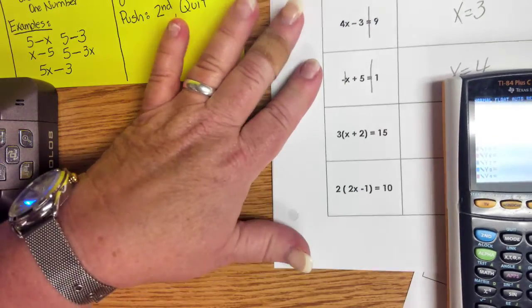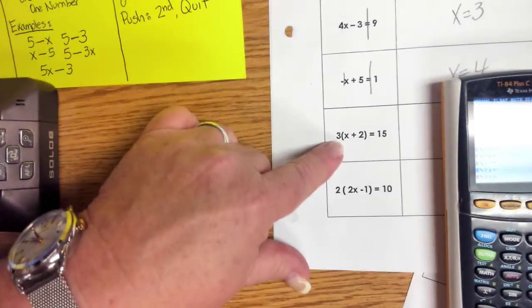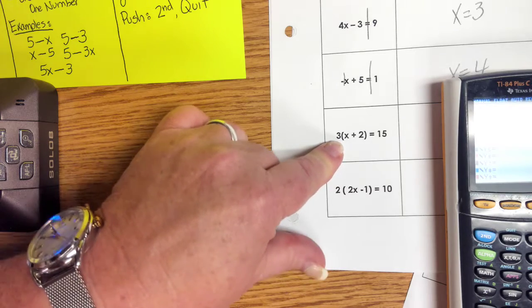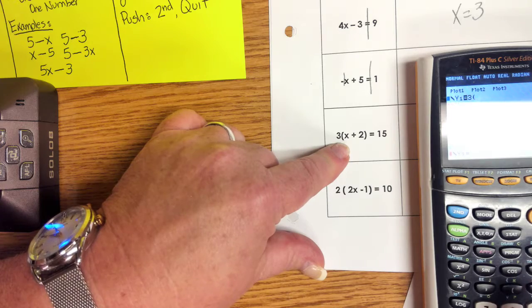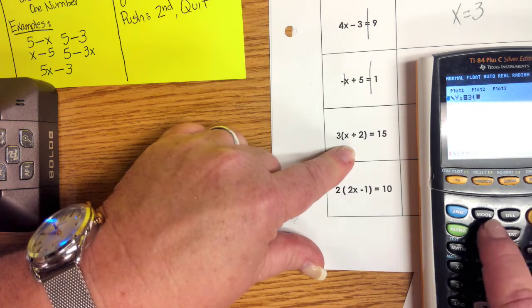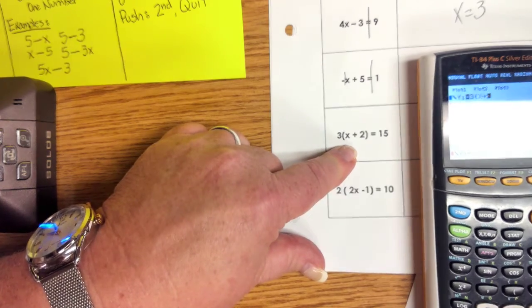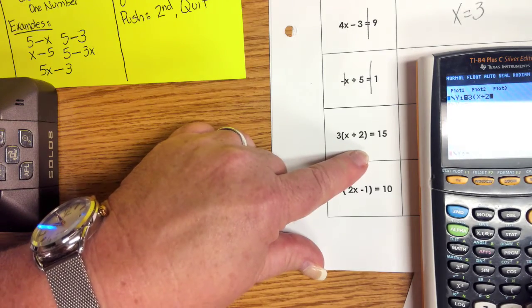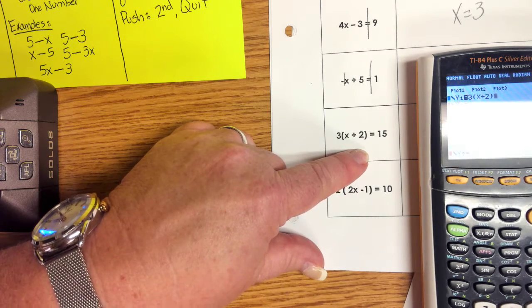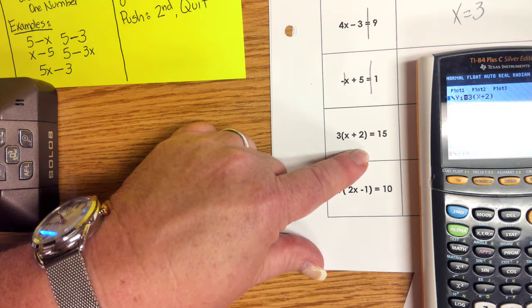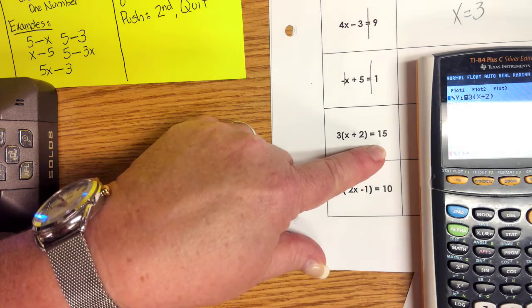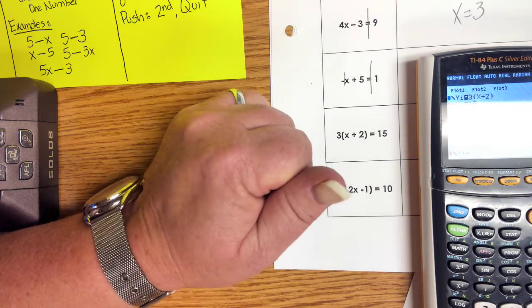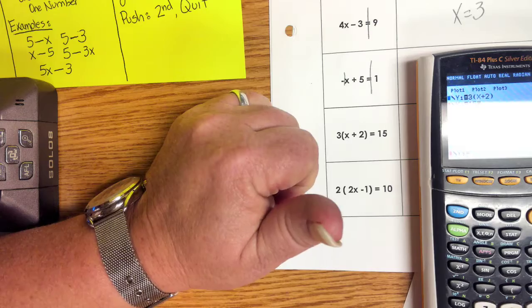But for our calculator, all we're going to do is exactly what we see. 3. You have parentheses right above 8 and 9, so you're going to put in a parentheses sign. Then you're going to put x plus 2, close your parentheses. If you don't put those parentheses in, you're not going to get the right answer. So then go down and put your 15. Hit graph.